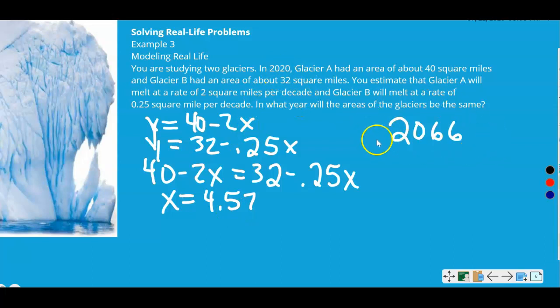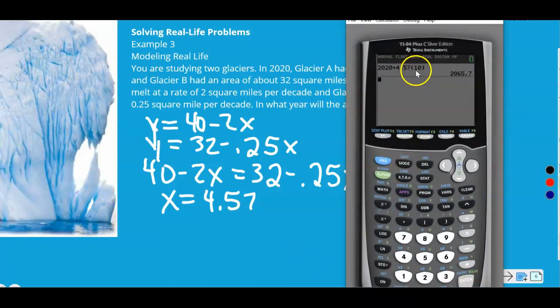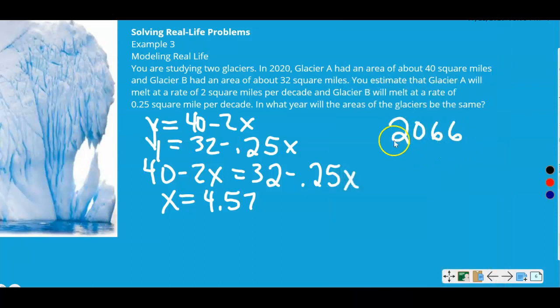And then this number represents the year the area of the glaciers will be the same. We found that by taking the year 2020 and adding 4.57 decades to that. 4.57 times 10 represents a decade, remember. So 2020 plus 4.57 decades is going to be about the year 2066. And in that year, the glaciers will have approximately the same area. If you have any questions, please let me know.